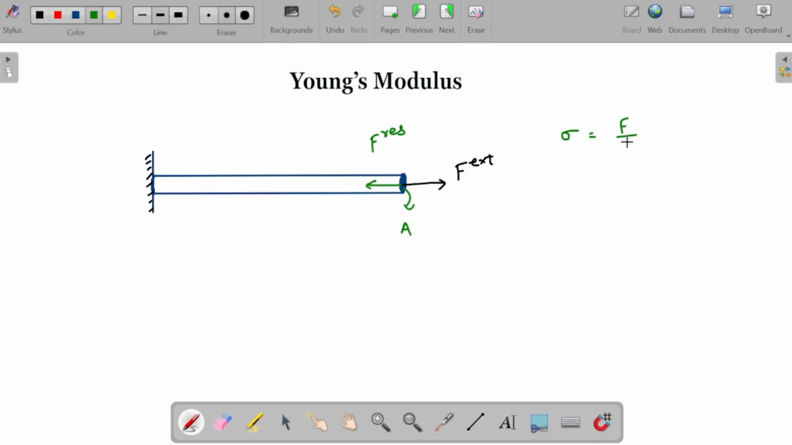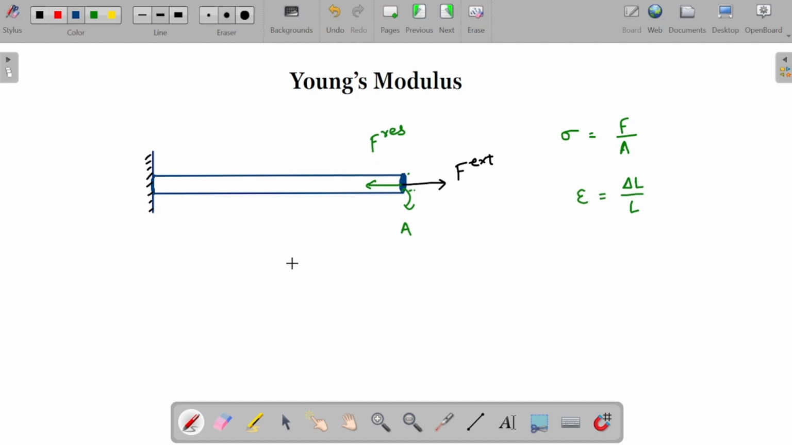If the rod is not under acceleration, this restoring force and external force will be the same. So the tensile stress is F per unit area, where A is the cross-sectional area. And then there will be a change in its length. Let's write delta L as the change in its length and L as its original length. So this ratio will be strain.